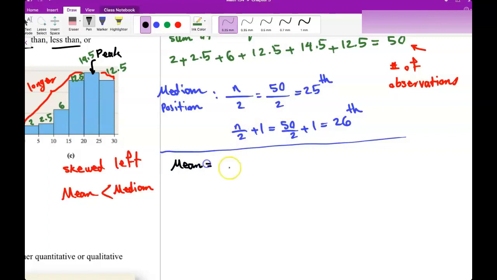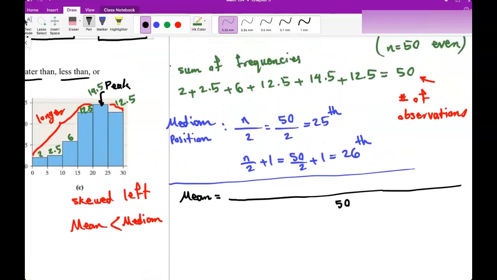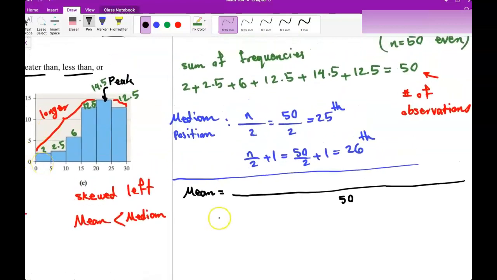Now mean. Number of observations, denominator is 50. Now what we have on top, we're gonna use this histogram. Here is 0. 0 multiplied by, how many times we have this 0 is 2. So multiplied by 2 plus, now this is 5. How many times we have this 5 is 2.5. The next one is 10. How many times we have 10 is 6.